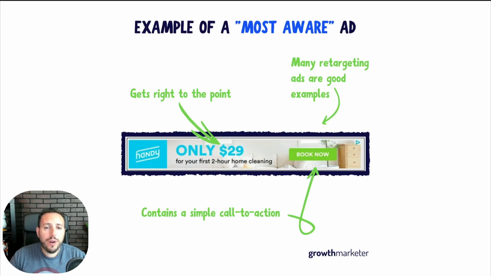And so for most aware ad campaigns, this is where retargeting comes in very handy, because this is where people may have already seen this product and service and they've done the research and they just need someone reminding them to make that purchase. And so here's an example of a retargeting ad from a company called Handy. You can see it gets right to the point and it contains a very simple call to action. There's not a lot of other things that need to be said in the ad, since this is going to be shown to people who have already interacted with this brand and have already learned about this specific offer.